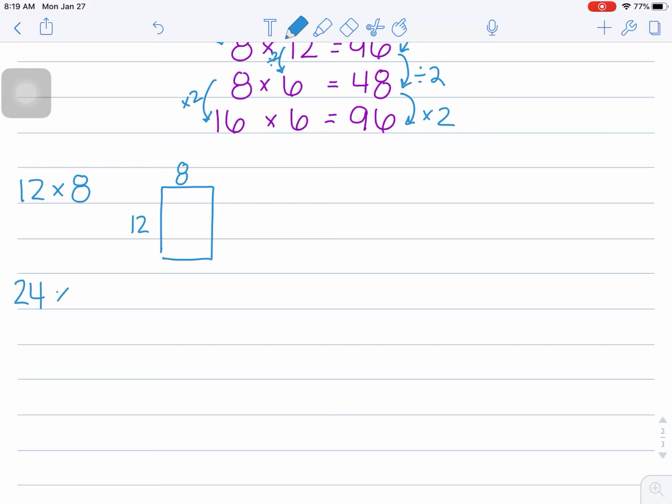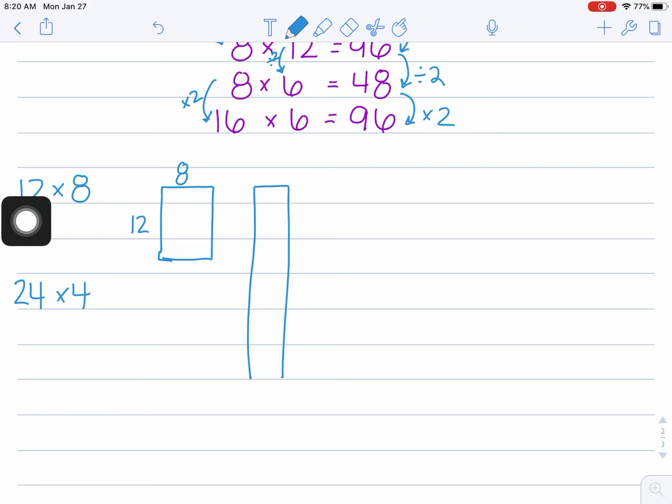And then I'd like you to draw an array for 24 times 4. All right, so if you made your array a little bit more proportional, it can't look exactly the same as 12 times 8, right? So this end would be twice as long, and this side would be half as large. Okay, we know 12 times 8 is 96. I should have written that in. 24 times 4 is 96.